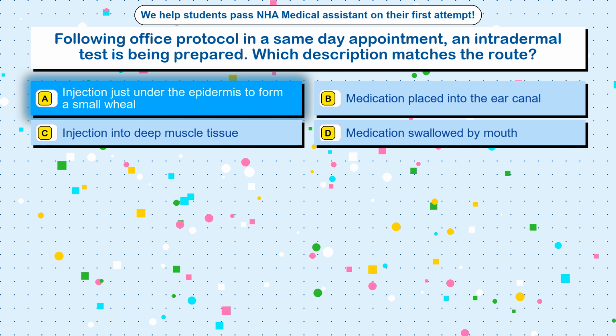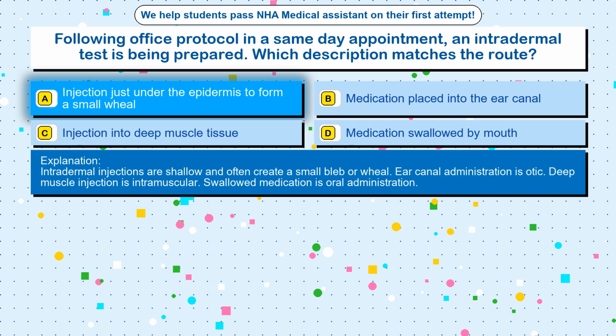The correct answer is option A. Injection just under the epidermis to form a small wheal. Intradermal injections are shallow and often create a small bleb or wheal. Ear canal administration is otic. Deep muscle injection is intramuscular. Swallowed medication is oral administration.